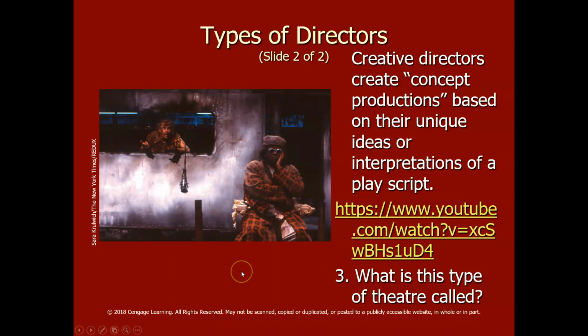You have creative directors who do some really amazingly different things. They might make it contemporary. They might make it more conceptual and not realistic. Can't change the words, but they may put it in a fantasy setting or an abstract setting, or the setting might not even be real pieces of furniture. It might be all kinds of things. So when they really create concept productions.